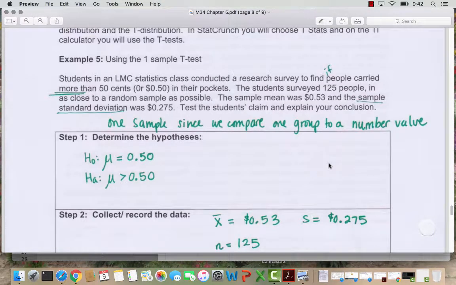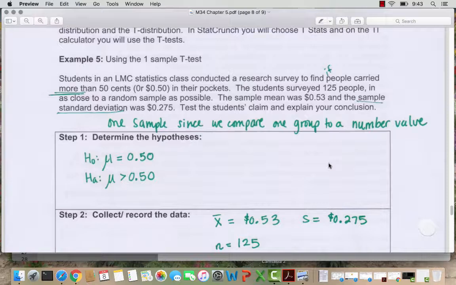So let's look at an example with one sample using the t-test. Example 5 tells us students in an LMC statistics class conducted a research survey to find if people carried more than 50 cents in their pockets. The students surveyed 125 people, as close to a random sample as possible. The sample mean was 53 cents and the sample standard deviation was 0.275. So we want to test the students' claim to find out if there is actually significantly more than 50 cents in people's pockets.